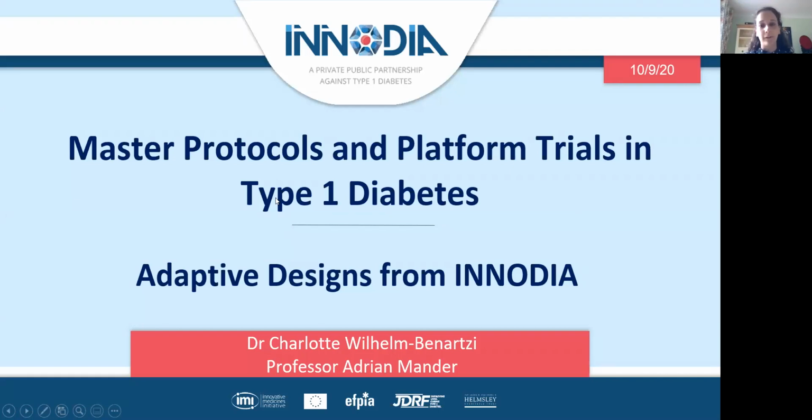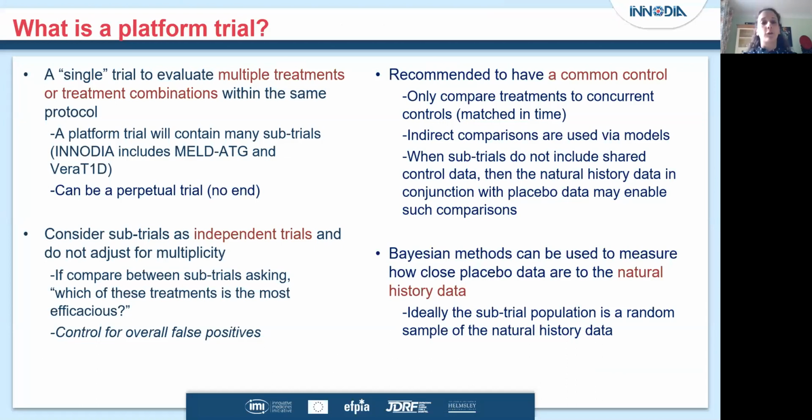I'd like to talk to you about master protocols and platform trials in type 1 diabetes, which are adaptive designs from the INNODIA consortium. And these were created in conjunction with myself and Professor Adrian Mander. So first of all, what is a platform trial? A platform trial is a single trial to evaluate multiple treatments or treatment combinations using the same protocol. So a platform trial contains many sub-trials. The INNODIA consortium, for instance, includes the MELD-ATG trial and VERITID-1D, which I'll talk about in just a minute.